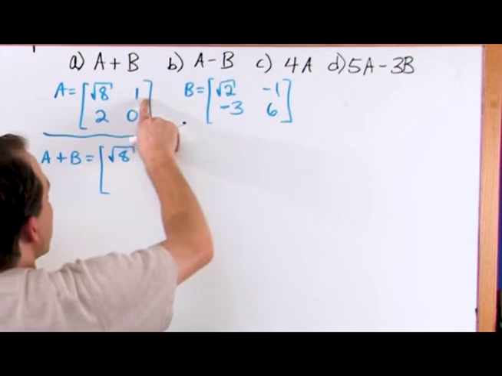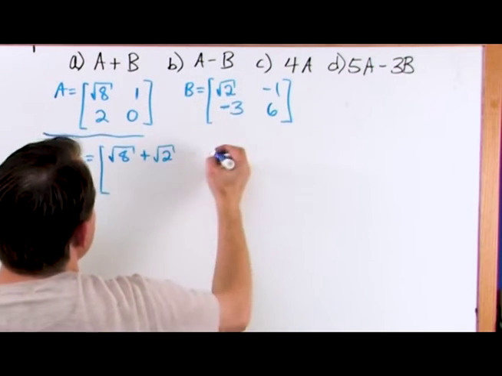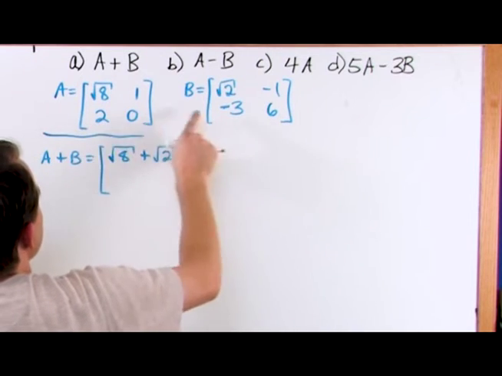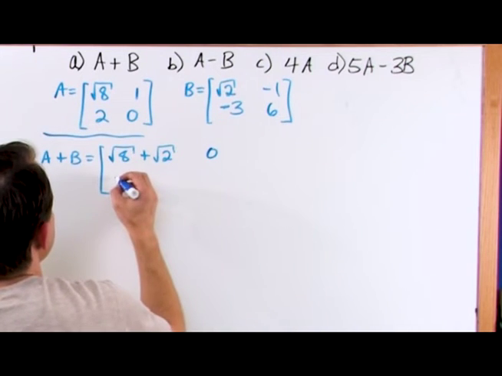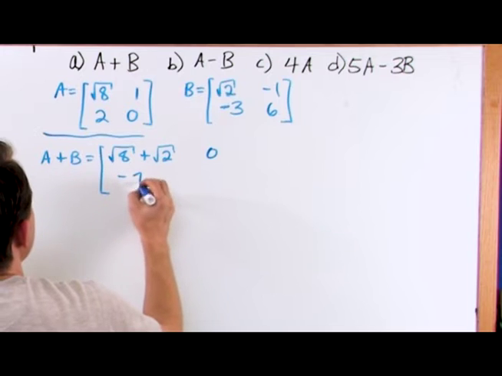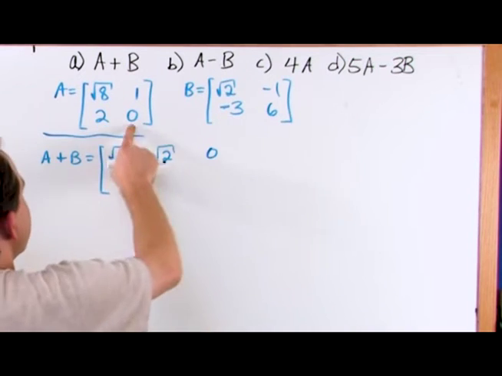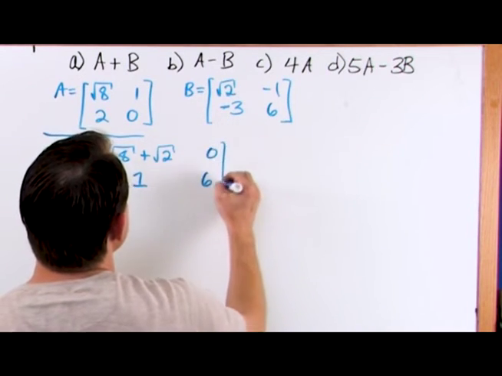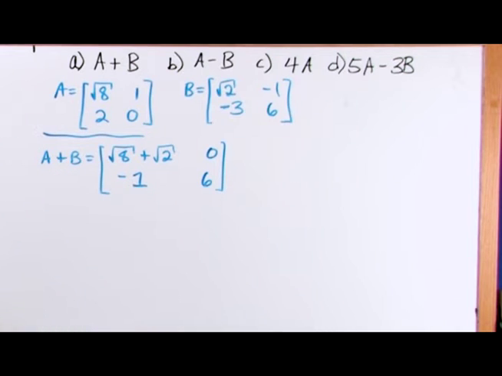Going to the next element, 1 plus the negative 1 is just going to give me 0. Over here, 2 plus negative 3 is going to give me negative 1 for that element. And then 0 plus 6 is going to give you 6. Okay? So that's really the answer, and that's probably pretty sufficient.